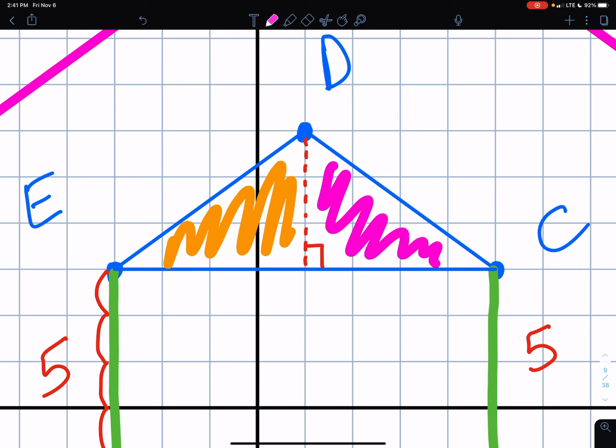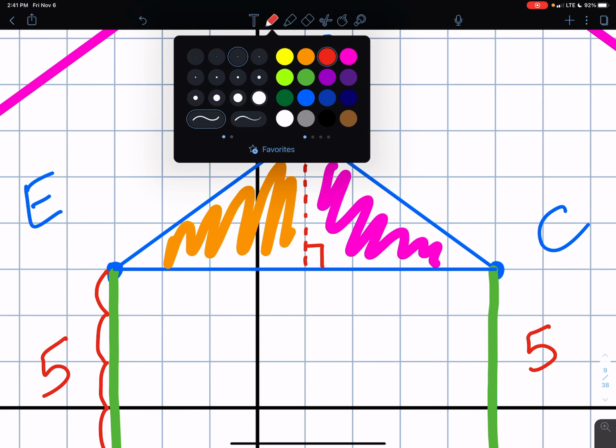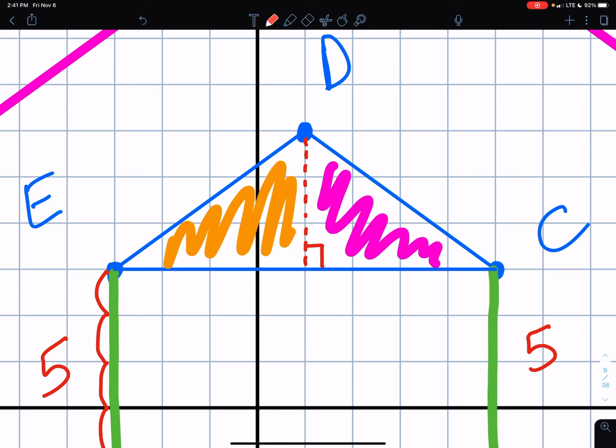Now, not only 2 right triangles, but 2 congruent right triangles. Remember, congruent means that they're exactly the same. And here's why they're exactly the same. You can see both of these right triangles, the orange one and the pink one, share the exact same height, right? That is that dotted line right down the middle. And so that height is 3. And again, both of them share that height, 3 units long.